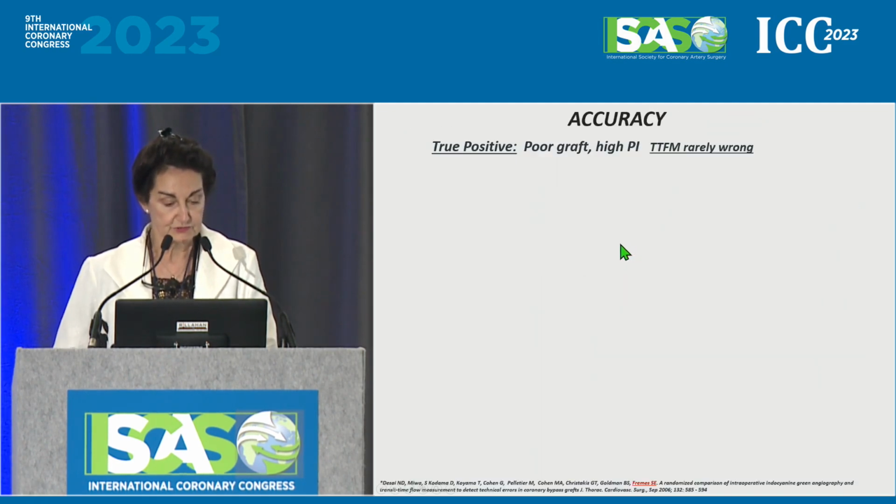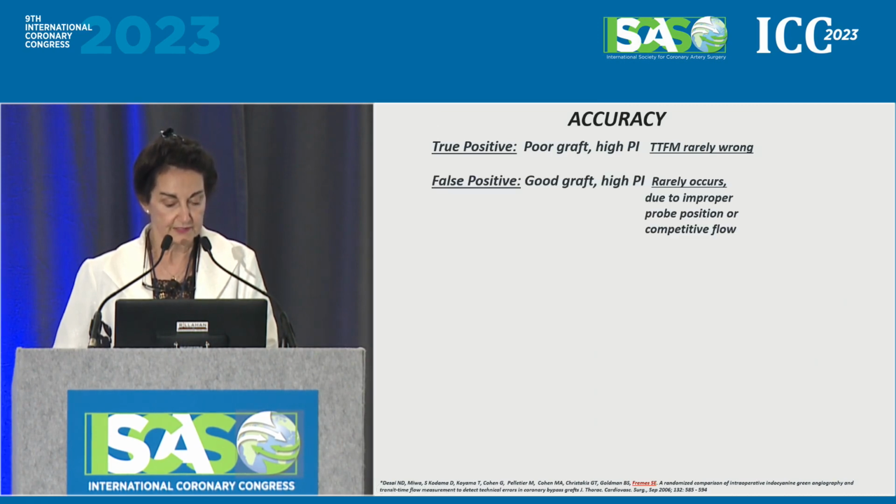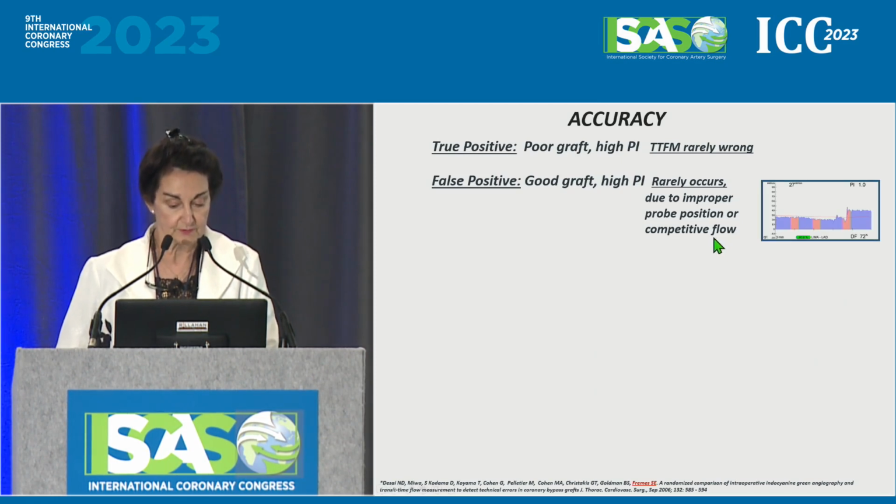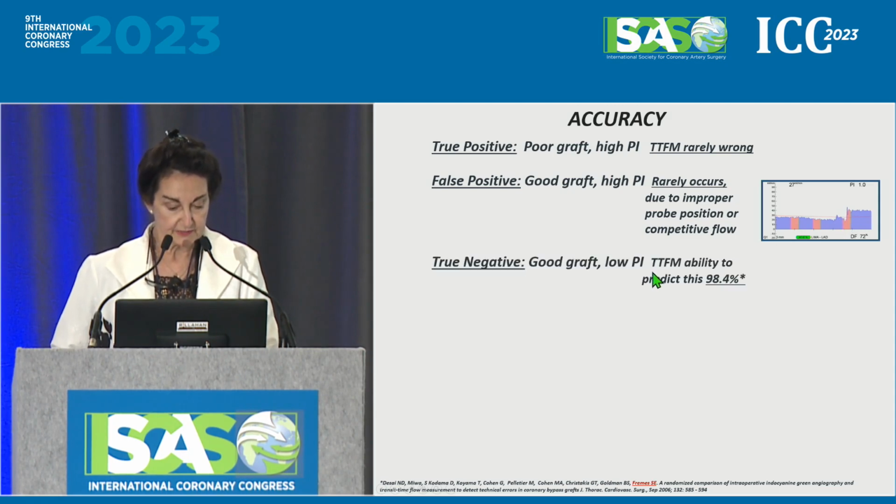So how accurate is transit time flow? A true positive TTFM is rarely wrong. False positive rarely occurs and is usually due to improper probe position. This is where the TTFM caught the probe changing. You can see it really can alter. True negative, TTFM's ability to predict this is 98.4%, and this is the work of Steve Freems.